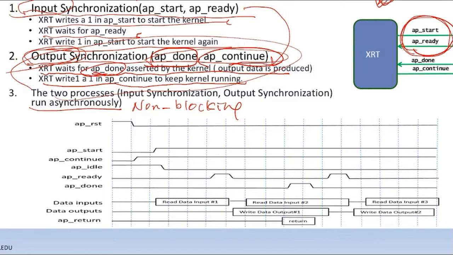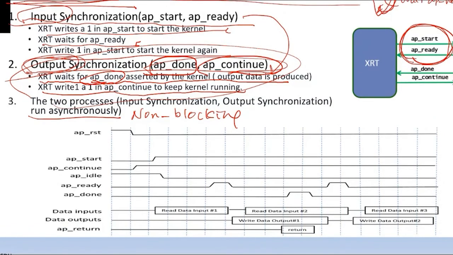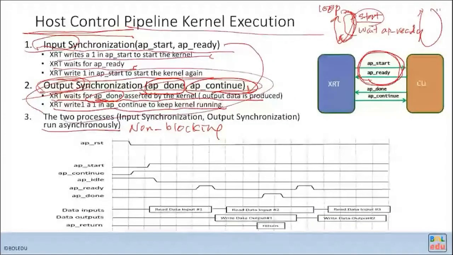Because the synchronization takes up a lot of CPU time, right? Yes. So this design is quite aggressive, but it can work. Hopefully this pipeline kernel description is clear. In this way, the designer says the throughput will be very high because AP continue is asserted always.